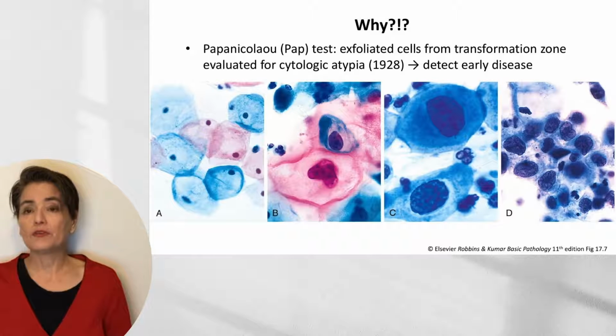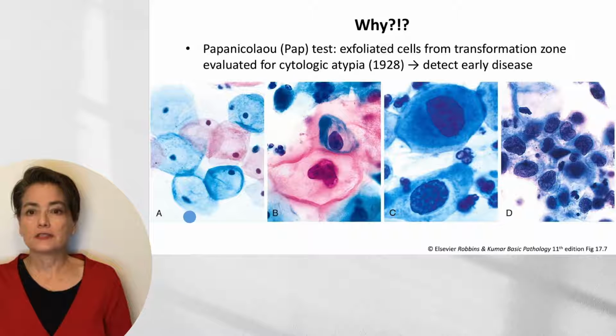And this is, of course, the Papanicolaou or Pap test. And what Dr. Papanicolaou discovered in 1928 is that if he looked at cells that were exfoliated from women who had cervical or vaginal malignancies or precursor lesions, he could detect this cytologic atypia and thereby diagnose early stage disease.